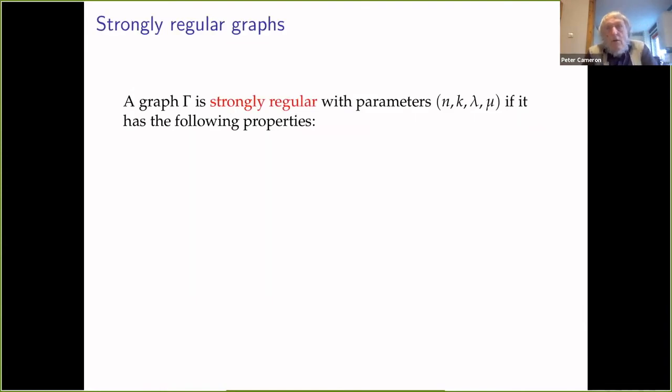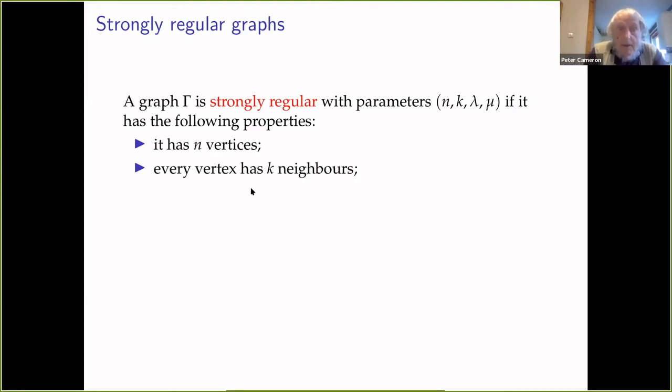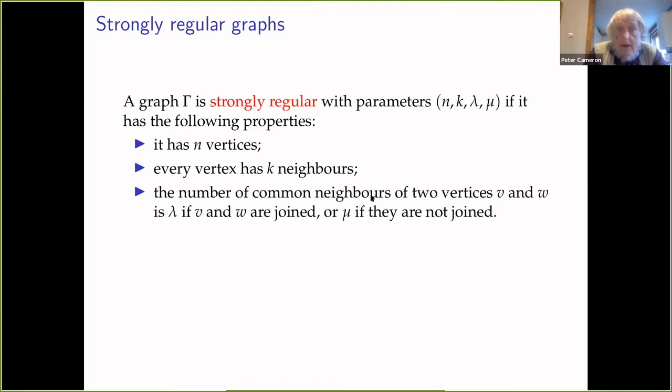So to remind you from the last lecture, strongly regular graphs are one of the, I think, most important topics or key topics in algebraic graph theory. So a graph is strongly regular if it has, here are the four properties again, n vertices. Every vertex has k neighbors, so it's regular with valency k. And if you take two vertices v and w, they have lambda common neighbors if they're joined and mu common neighbors if they are not joined.